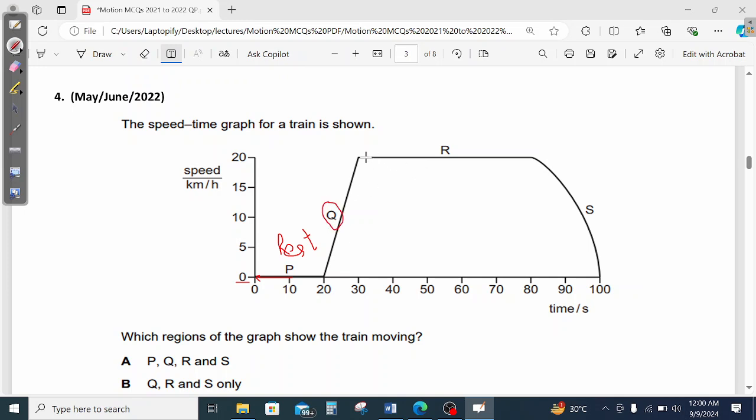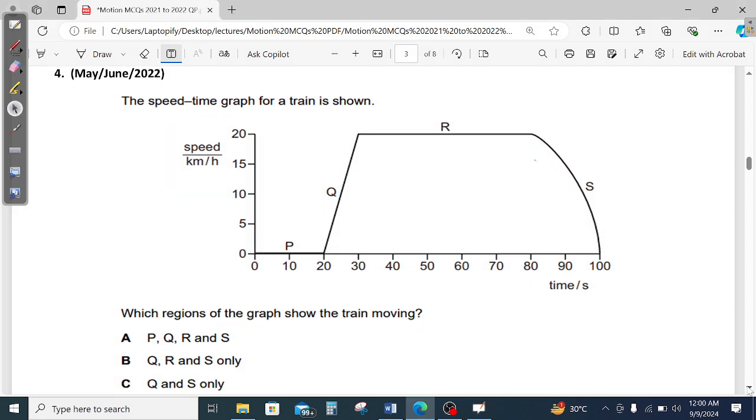And if you look at the horizontal line on this speed time graph, a horizontal line shows that the body is moving with constant speed, so this is the correct option. And then the curve is moving downward, it means the body is decelerating. During decelerating, the body is also in motion. So your options are Q, R, S. It is a simple question. So Q, R, and S, option B will be the correct option. Is it clear? It was a very easy question.